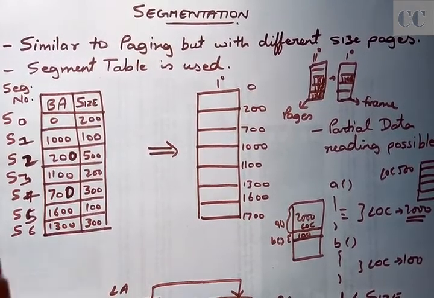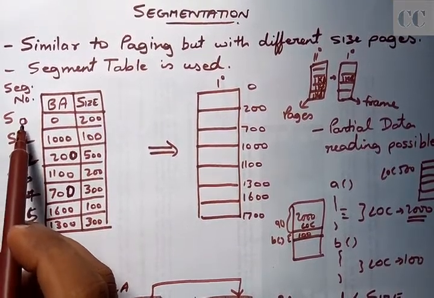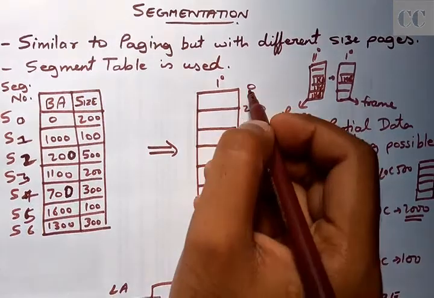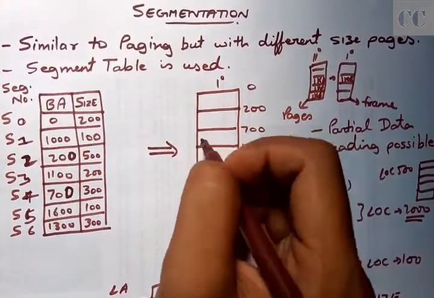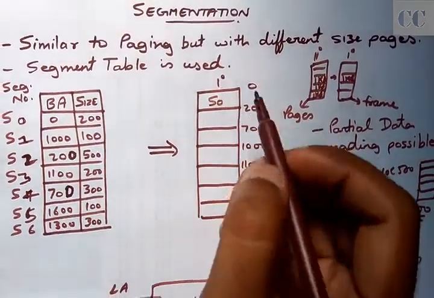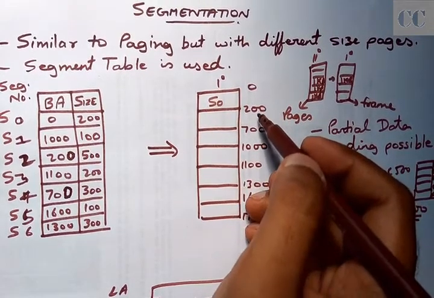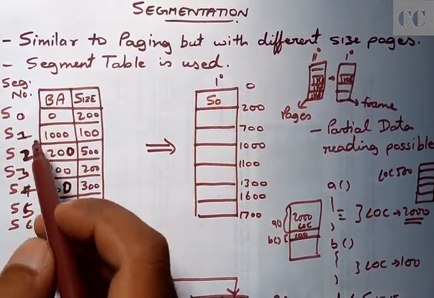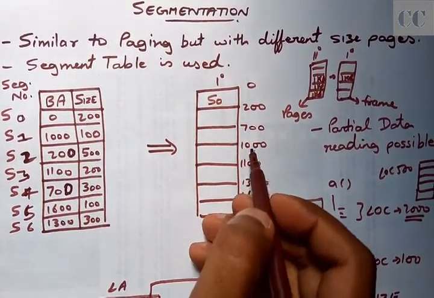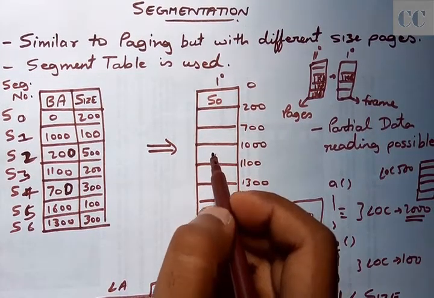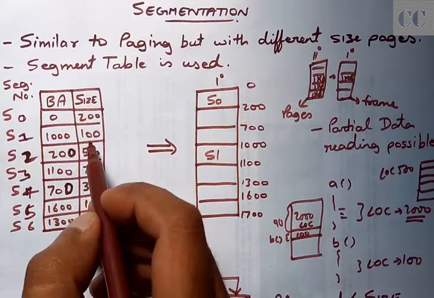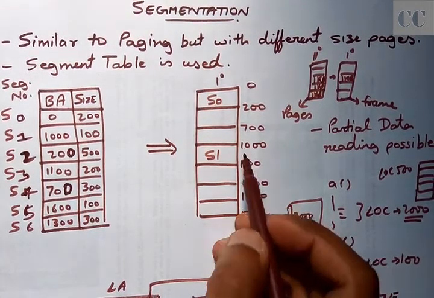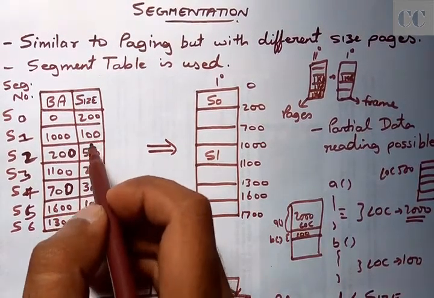Okay, for example, we have a segment table here where S0 is the first segment that we have, which starts from base address 0 and has a size of 200. So from the beginning, that is from address location 0, we can get the S0 segment, and you can go up to the 200th location. Now we have to see which is the next one. The next one is the S1 segment, which starts from base address 1000. From here the segment starts, and it can go up to 100 spaces. So it starts from 1000 and goes up to 1100, because only around 100 memory locations are required.